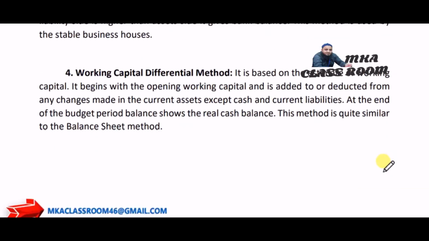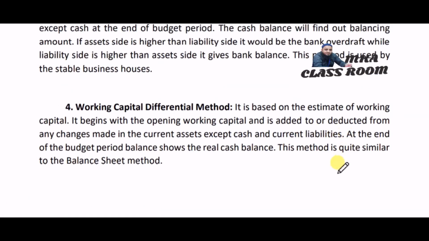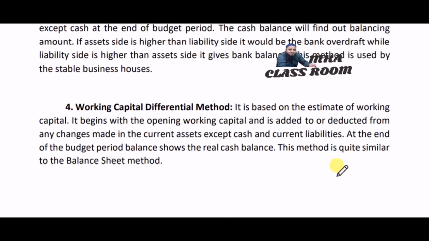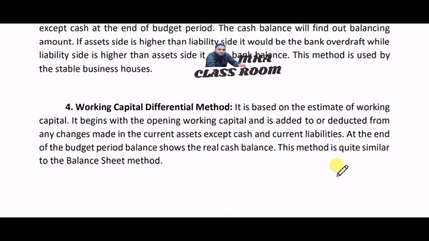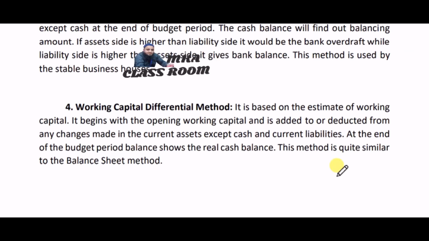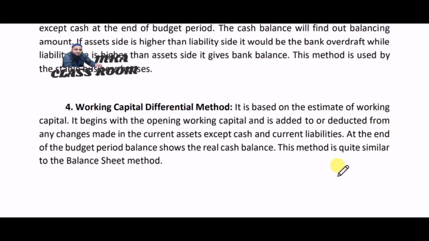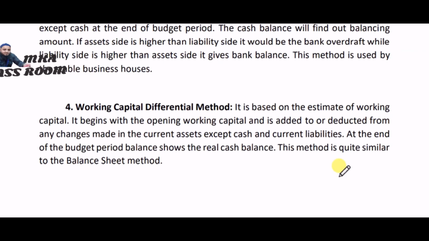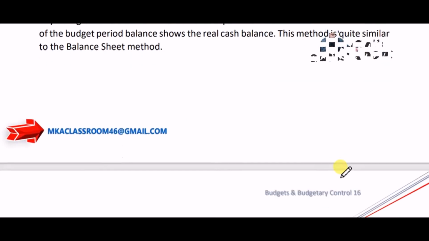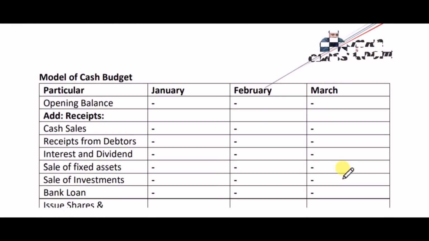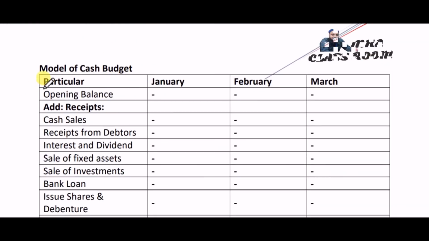Working capital differential method. It is based on the estimate of working capital. It begins with opening working capital and is added to or deducted from any changes made in current assets, except cash, and current liabilities. So here is the model of a cash budget.